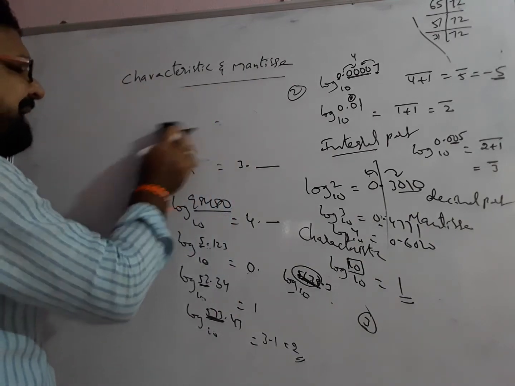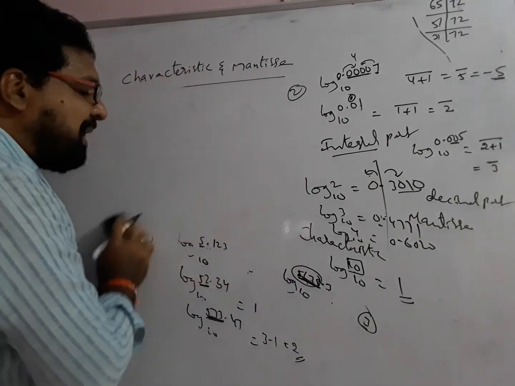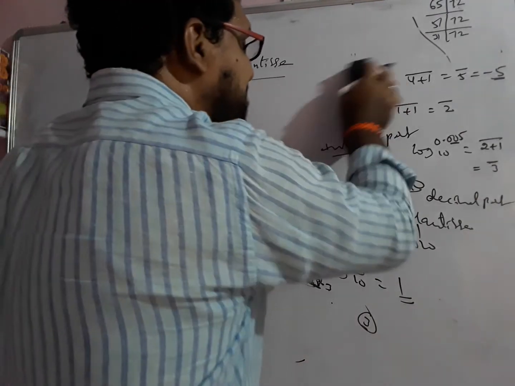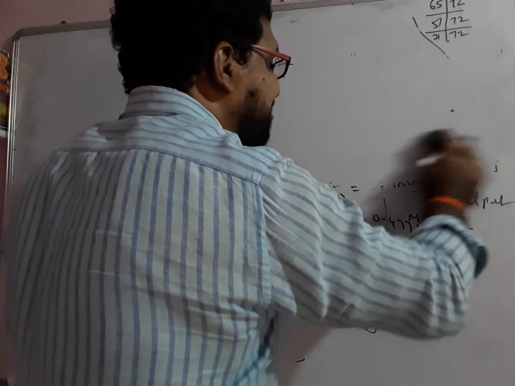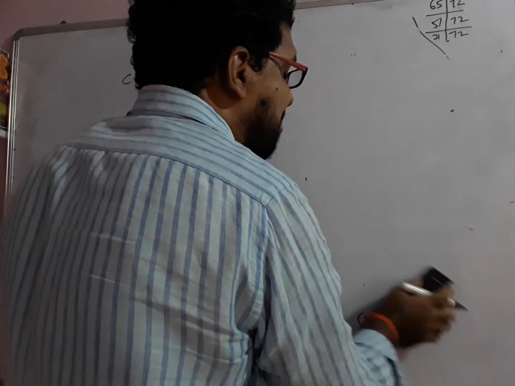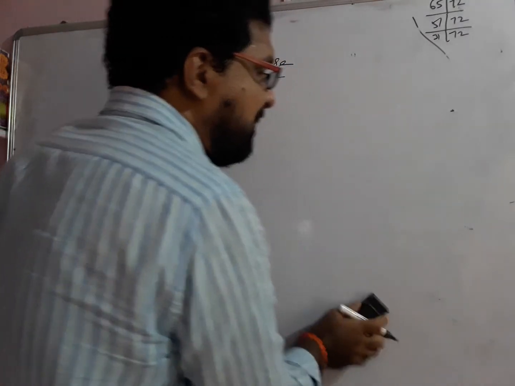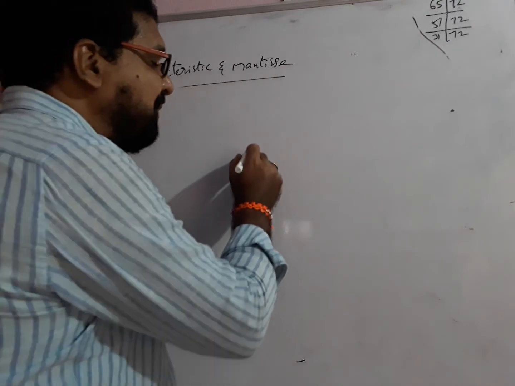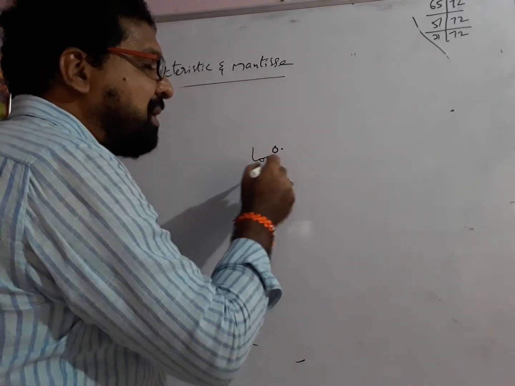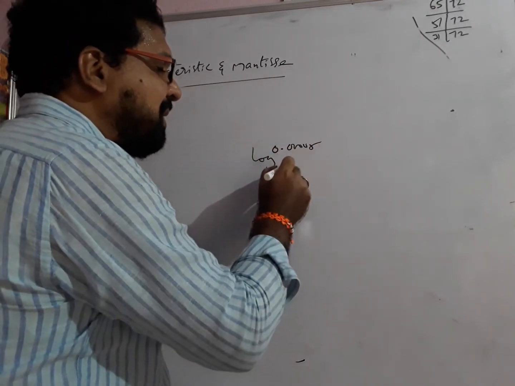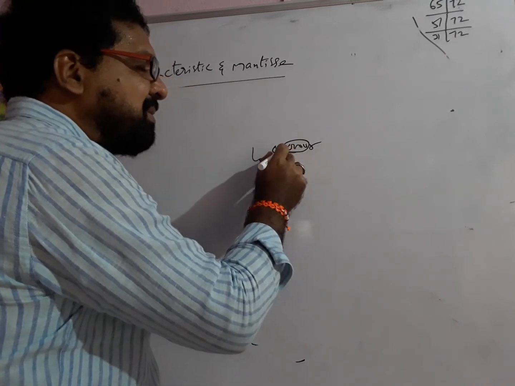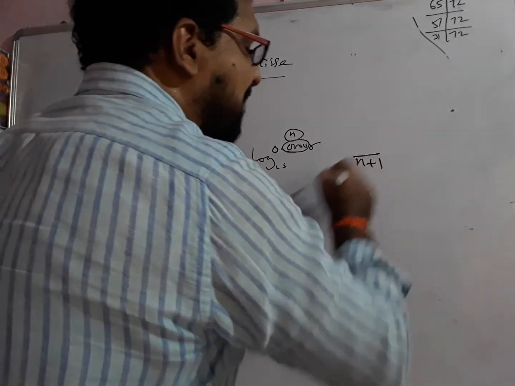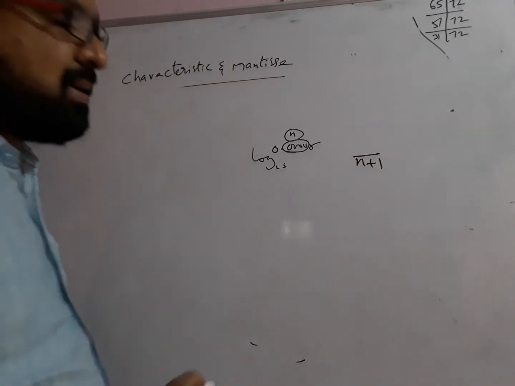So there are a total of 3 things for finding the characteristic. First, if there are n digits in the number, its logarithm to the base 10 has characteristic equal to n minus 1. Second thing, if the number is a decimal, like 0.00005, log to the base 10: here the number of zeros between the decimal point and the first non-zero significant digit is n. The characteristic is equal to n plus 1 bar. That is the second one.